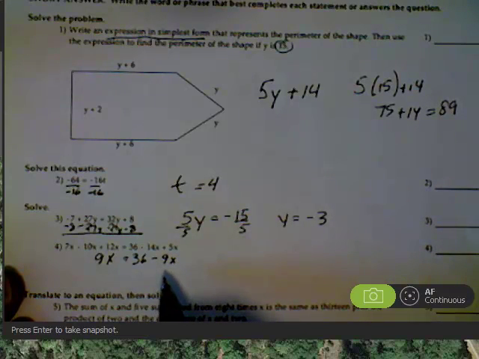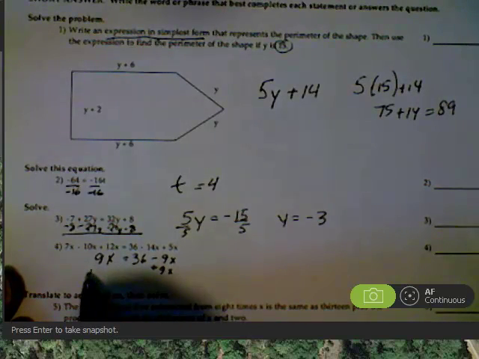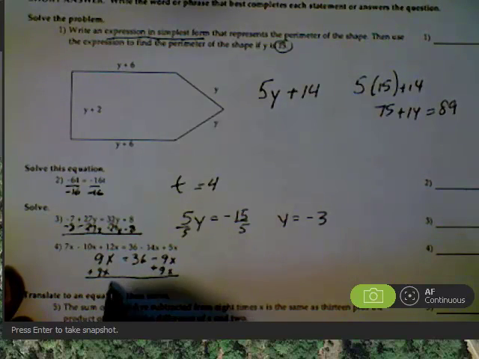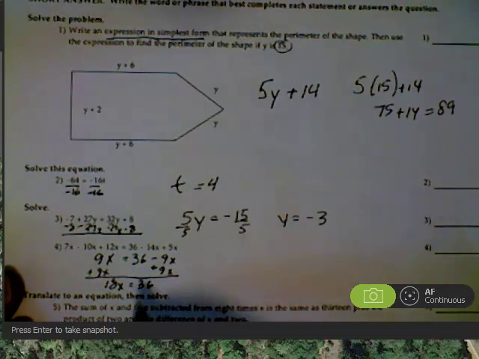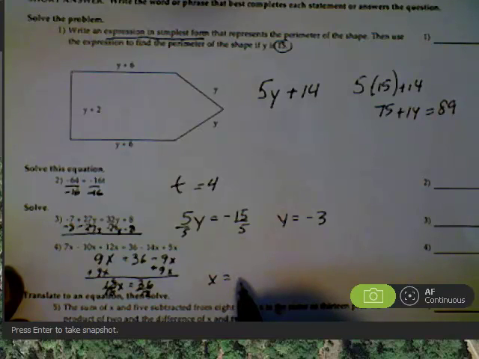Now, minus is smaller than positive, so I'm going to do the opposite sign and add 9x to both sides, step 3. And I get 18x equals 36. When I do my short line, I see that x equals 36 over 18, but that's 2.